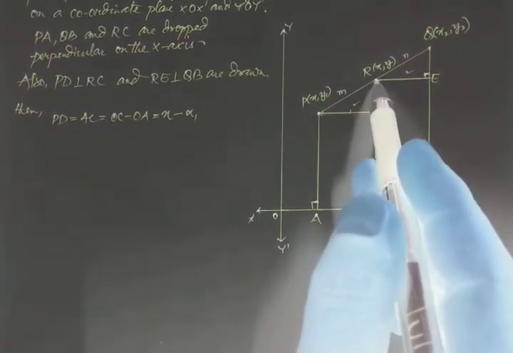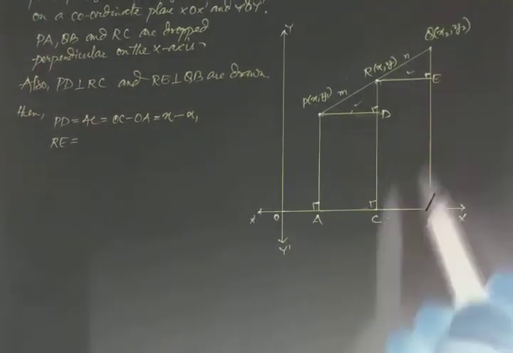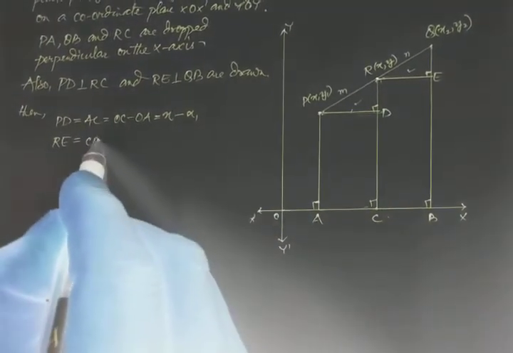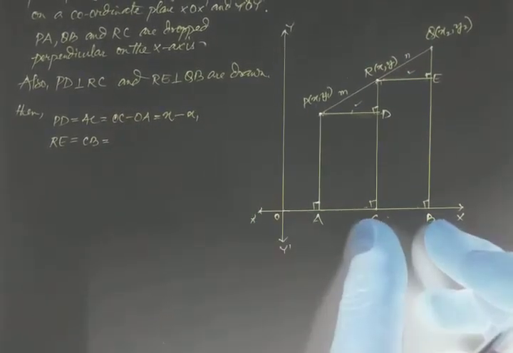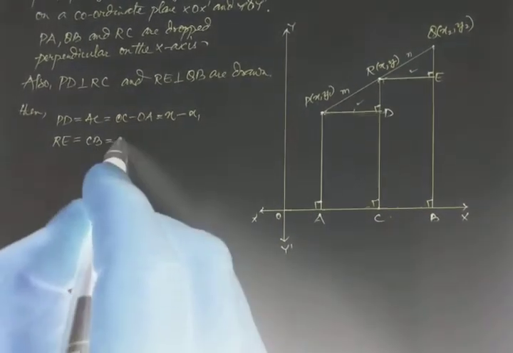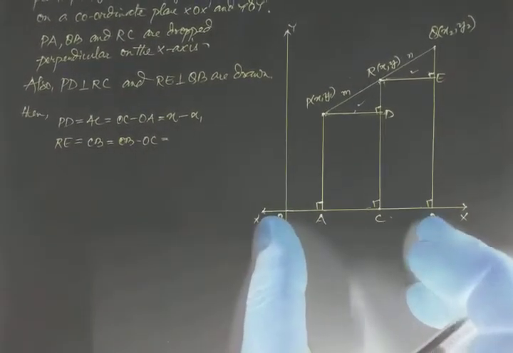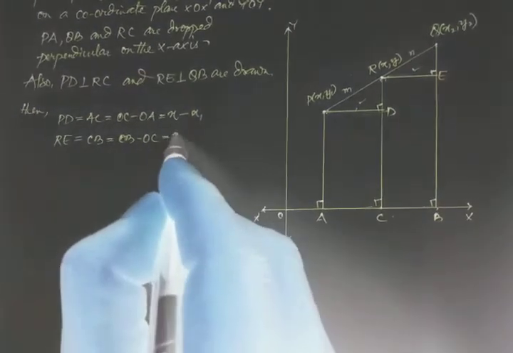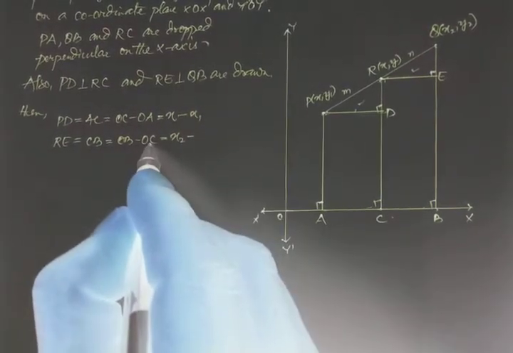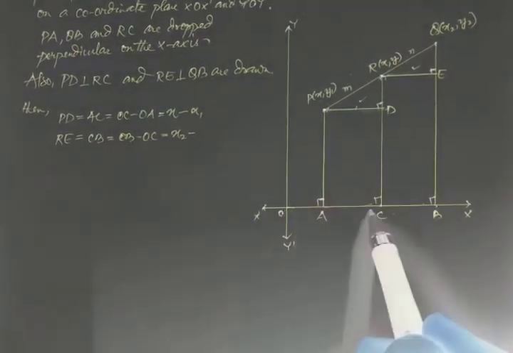Now let's find out RE. RE is equal to CB. CB can be written as OB minus OC, where OB is the distance on the x-axis for Q, that is x2. OC is the distance for R on the x-axis, that is x.